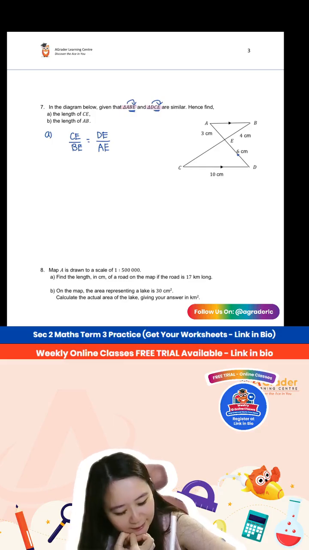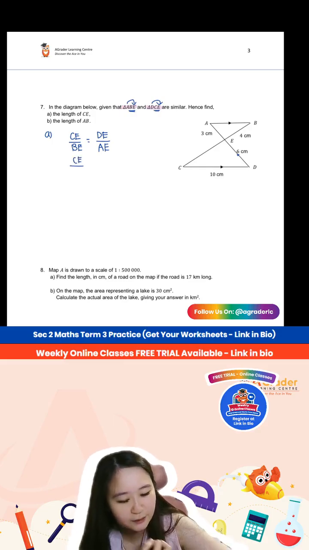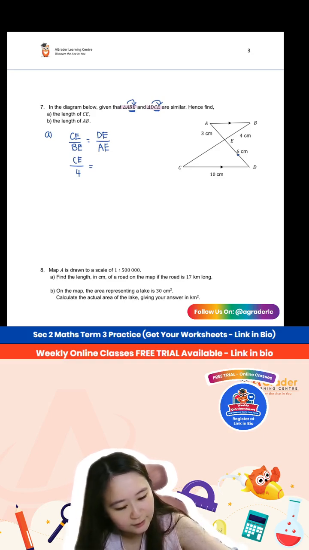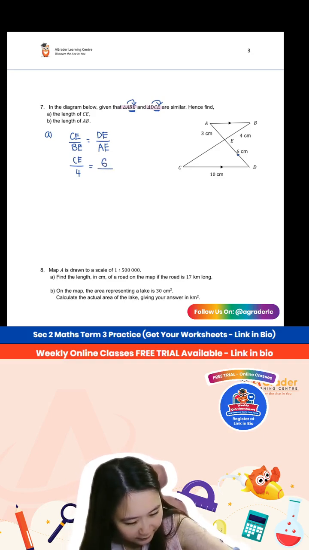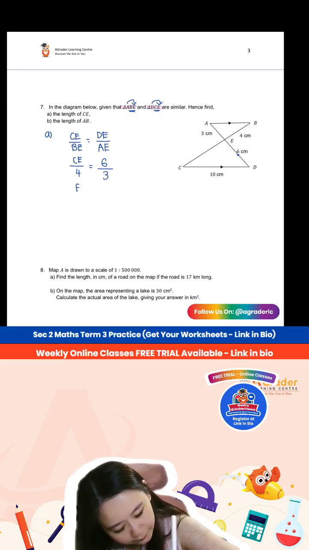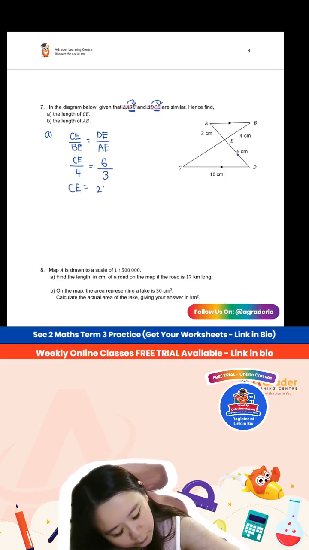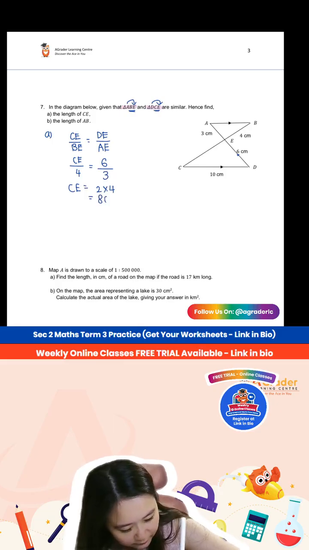So CE over BE. BE is 4. DE is 6 over AE is 3. Therefore, CE equals to 2 times 4, 8 cm.